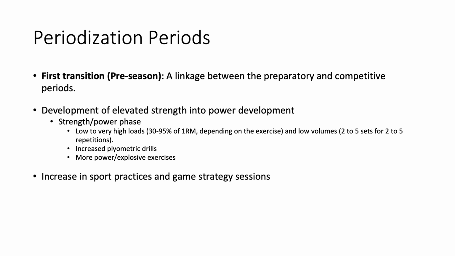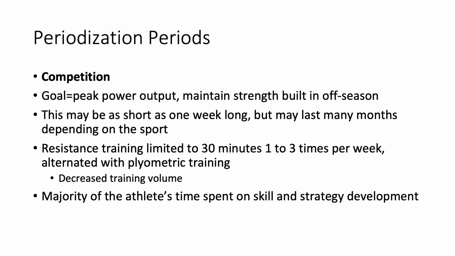Next is the first transition period, which is a link between the preparatory and competitive periods. A central aim of this period is the development of increased strength and power development. The training intensity is low to very high with low volumes. Also during this time, we have an increase in plyometric drills and power or explosive exercises such as the hang clean, power clean, or snatch. We can also see that there will be an increase in sport practices as well due to it being the preseason. The goal of the competition period is still maintaining power output and strength that was accumulated from the off-season programming. In some cases, you might be able to increase the power output and strength during this time. Also, depending on the sport, the athlete is in their competition, which may be as short as 1 week long or many months.